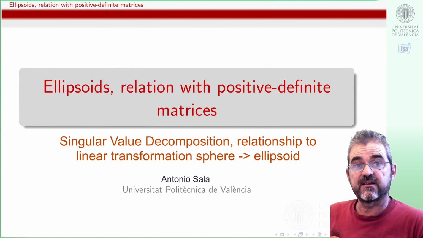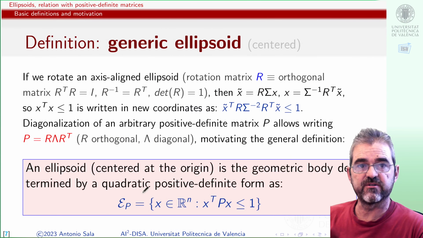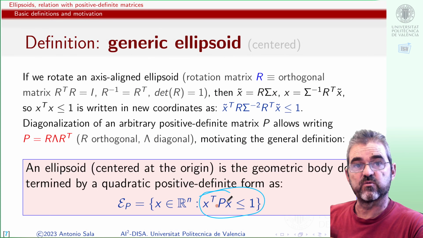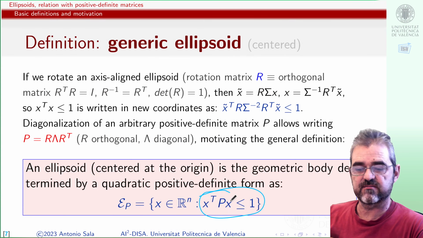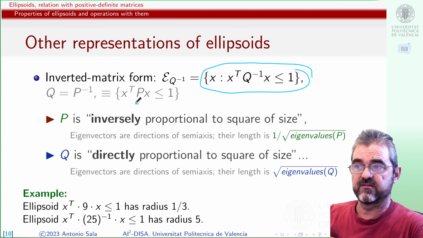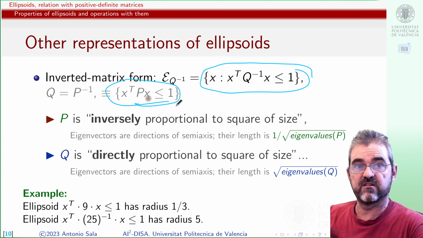Hi, I'm Antonio Sala, and in this video we will discuss the relationship between ellipsoid and the singular value decomposition of a matrix. In particular, we saw in earlier videos that this was the representation of an ellipsoid with P being a positive definite matrix. We could also have an inverted form representation with Q being positive definite, equivalent, of course, with the non-inverted one if both P and Q were invertible, non-singular. Degenerate cases would require extra thinking.